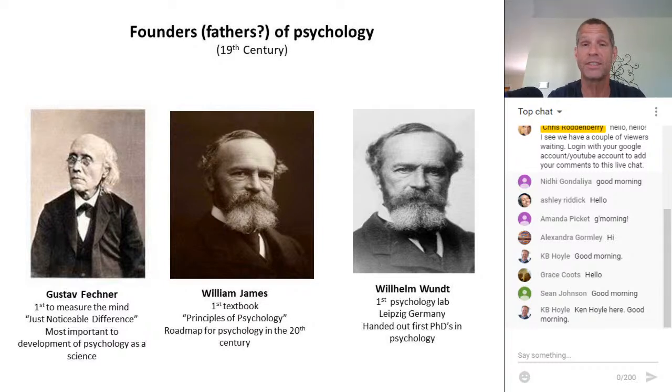Gustav Fechner wasn't a psychologist, he was a physiologist. William James wasn't a psychologist, he was a philosopher. These gentlemen were not psychologists because psychology hadn't been invented in terms of being an official profession. Wilhelm Wundt in 1879 opened the first psychology lab in Leipzig, Germany, and handed out the first PhDs. He was also into sensation and perception research, and we'll talk a little bit about him in chapter 5 as well.